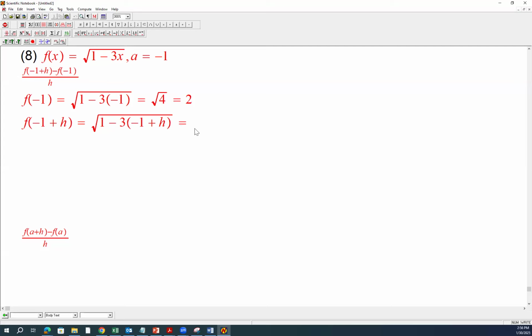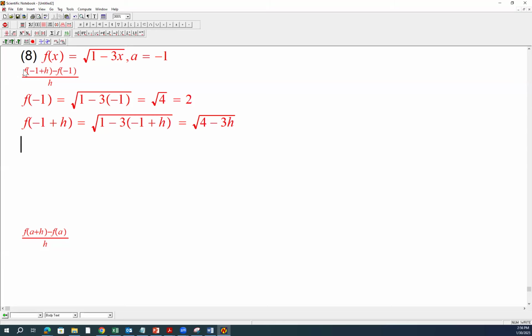And next, there are a couple of things we can do. I recommend you to do something a little bit different. What you can do is take the -3 and distribute it inside the parentheses. So I'm going to get +3 minus 3 times h, because -3 times -1 is a +3, and -3 times h is -3h. And 1 plus 3 is a 4.